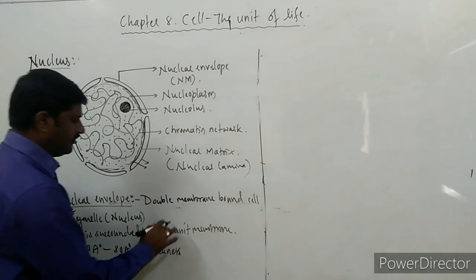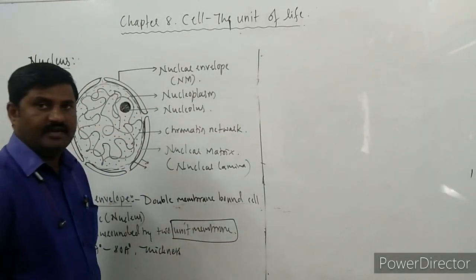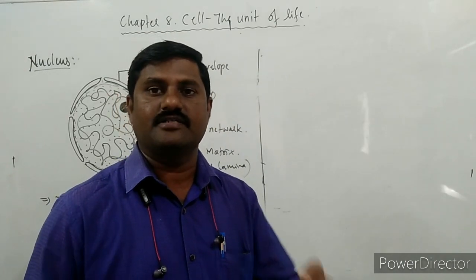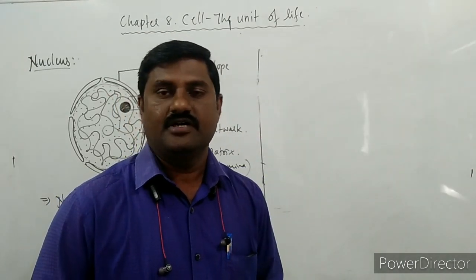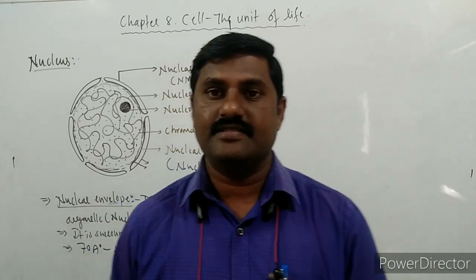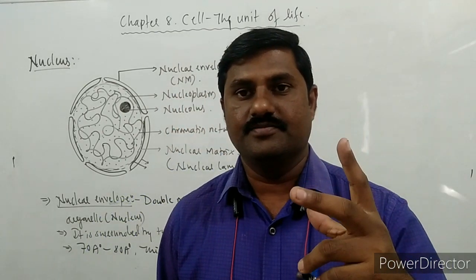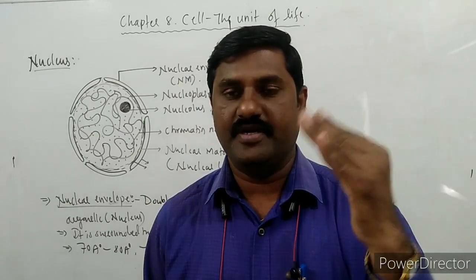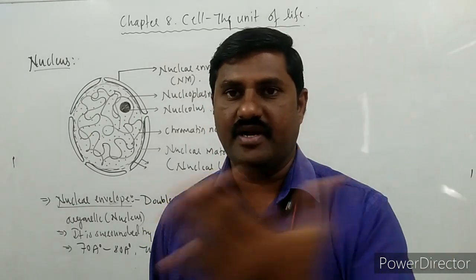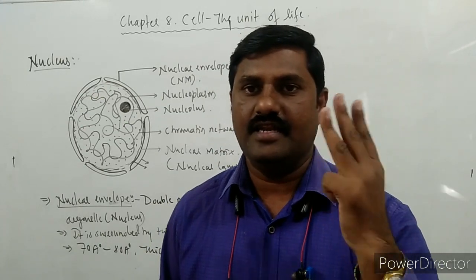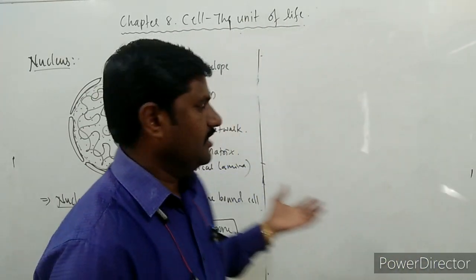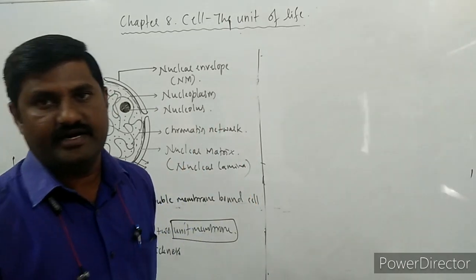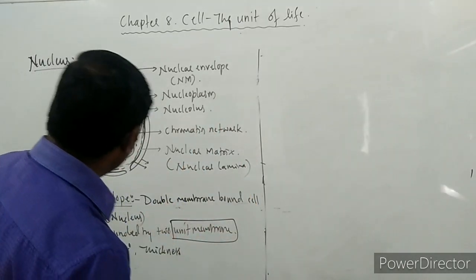Why is it called a unit membrane? Robertson is the name of the scientist who called it a unit membrane. Why? Because it is trilaminar, right? Three laminae in the sense that two are made up of the phospholipid bilayer along with the middle one, right? So three laminae are seen here, hence it is called a unit membrane.